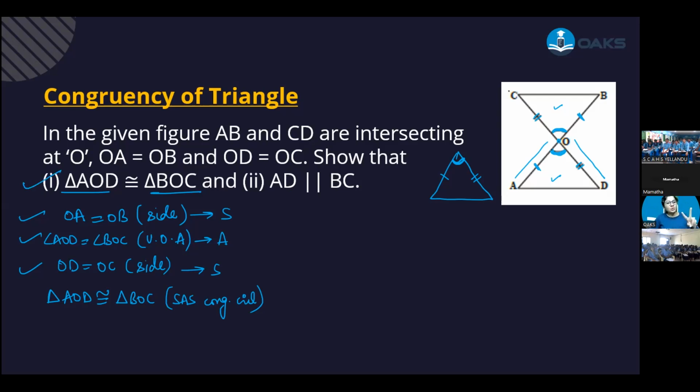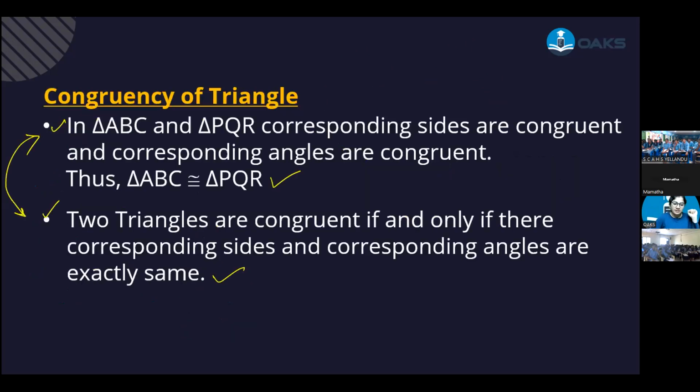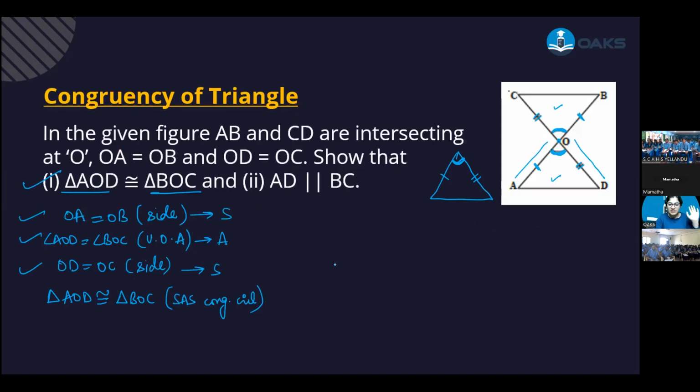Now, do you know that when two triangles are congruent, we have this statement? When two triangles are congruent, all the other sides and the other angles which are remaining are all equal. So we can do it like this. We have this question. We need to prove that AD is parallel to BC. This AD, we have to prove that it is parallel to BC.